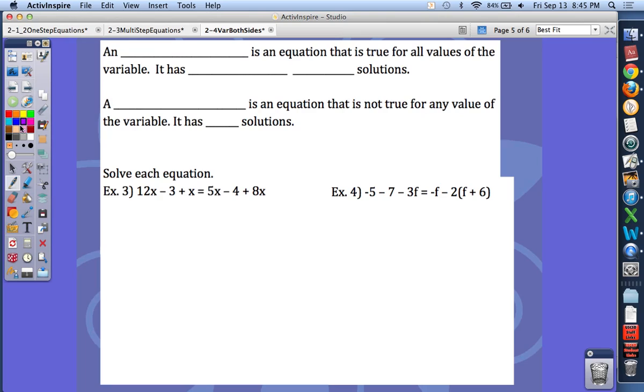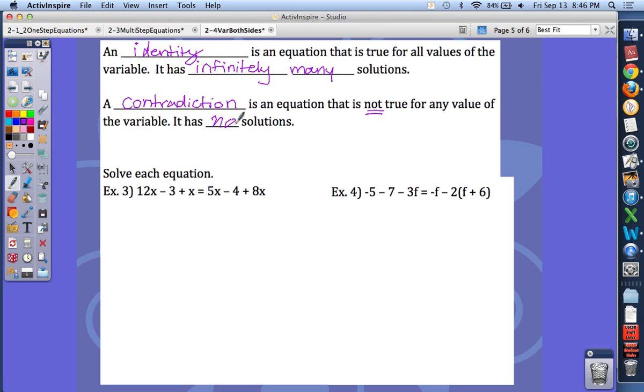You have special cases in equations, okay? You have contradictions and identities. An identity is an equation that is true for all values of the variable, which means it has infinitely many solutions. While a contradiction is an equation that is true for no solutions. It doesn't have anything. So it has no solutions or zero solutions.